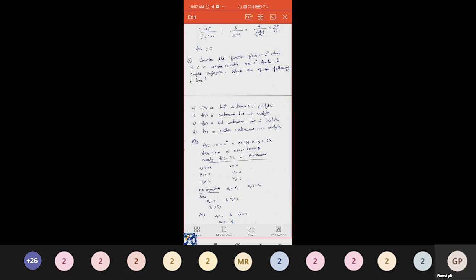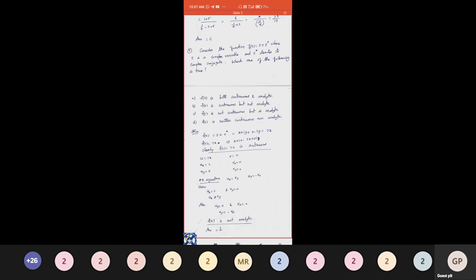That is, we are going to check continuity and analyticity for the given function f of z. So what is f of z? It is z plus z star. We know that z is x plus iy and z star is the conjugate of x plus iy, which is x minus iy. So therefore, z plus z star becomes 2x. Now we know that f of z is u plus iv. So equating the real part, you are going to get u value 2x. Equating the imaginary part, v value is 0. Now let us find the partial derivatives ux, uy, vx, vy. ux becomes 2, uy is 0, vx 0, vy 0.